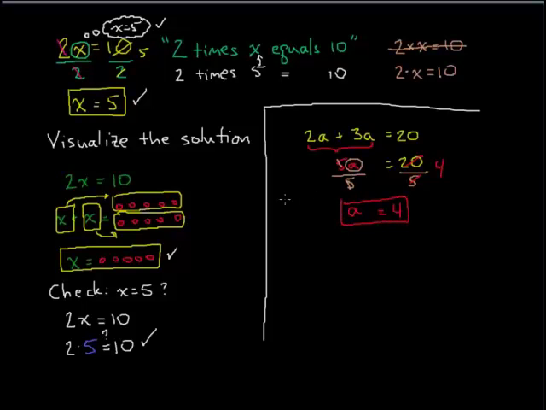And if we want to do a quick check, because we always want to check our work, especially in the beginning, we want to plug 4 in wherever a is. So let's try 2 times 4 plus 3 times 4. Is that equal to 20? Well, 2 times 4 is 8. And 3 times 4 is 12. And 8 plus 12 is 20. So that checks out, and we have a equals 4.